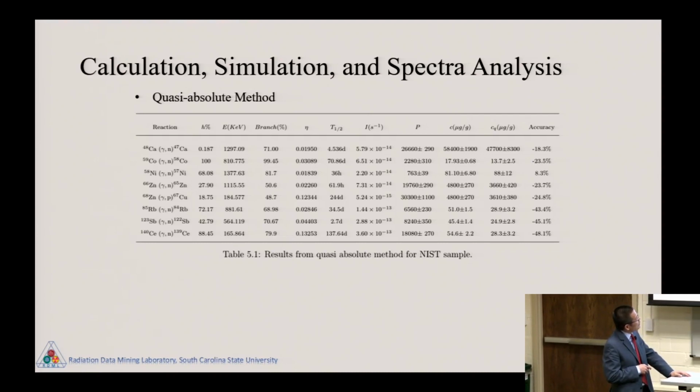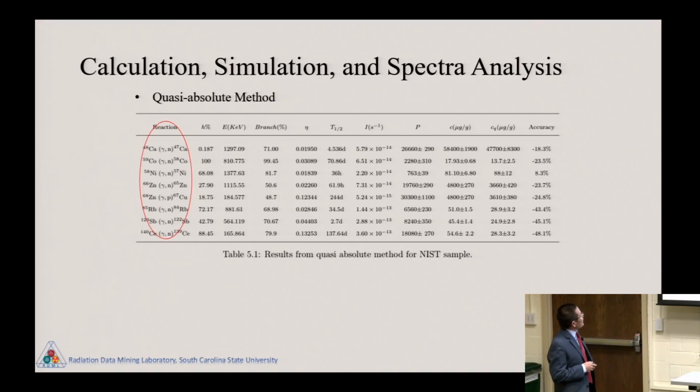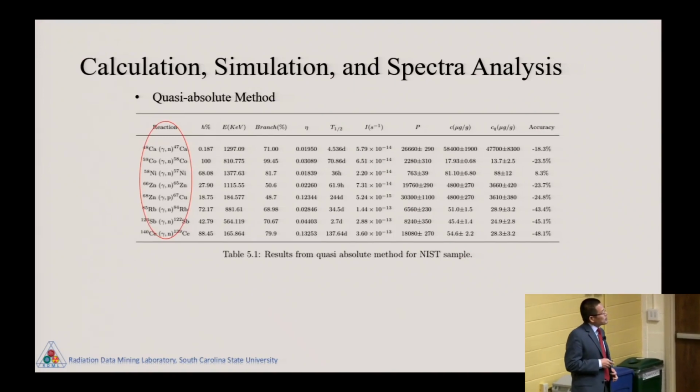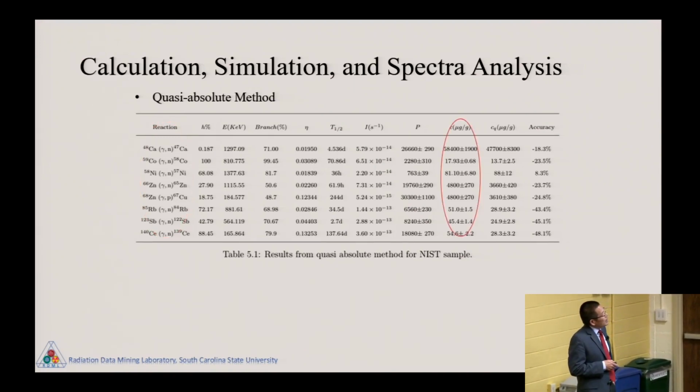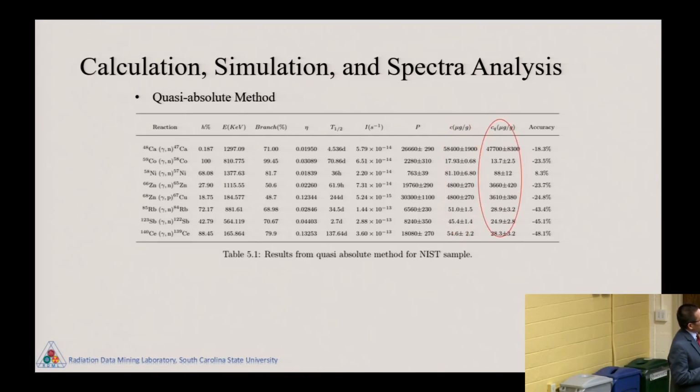Okay, how good could this quasi-absolute method be? It's actually not very good. Look here. This is the nuclear reactions. This is the concentration certified from the sample. The list gives the certification values. This is what we calculated with the quasi-absolute method.